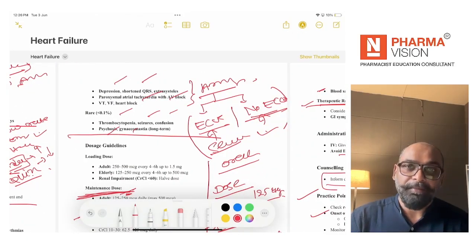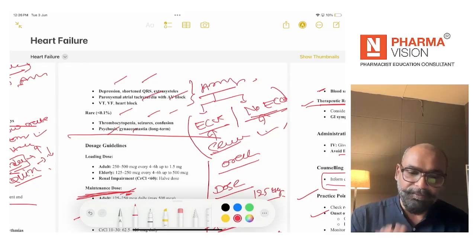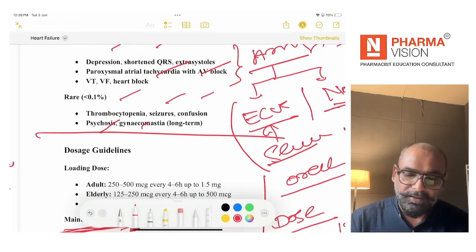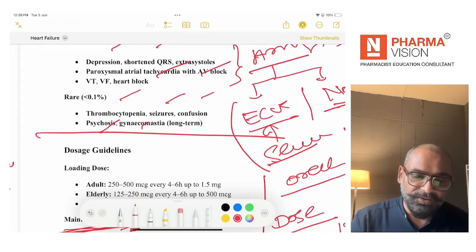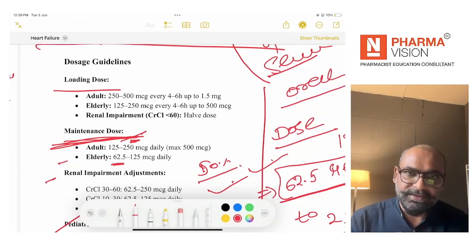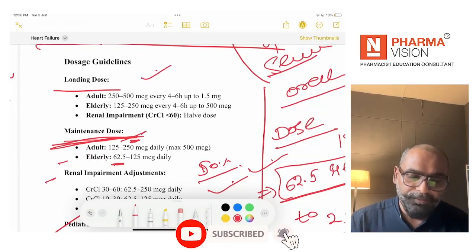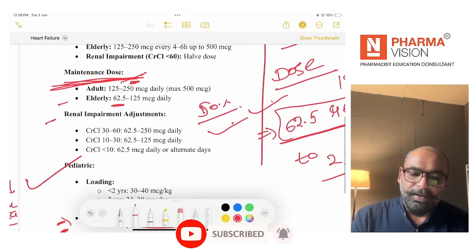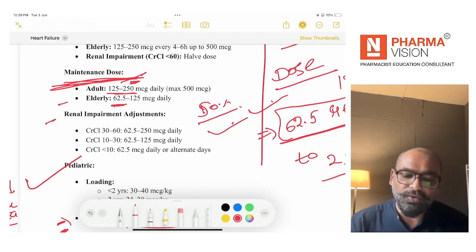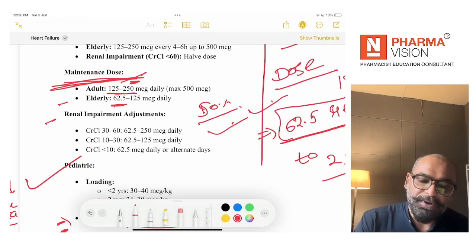DigiFab, fragmented digoxin antibodies, is the antidote. That is the most important part of the management of digoxin toxicity. A loading dose is normally not required, but an oral loading dose should be okay. The normal dose you can consider is 62.5, normally 125 to 250 microgram daily. But for a patient with renal impairment, we can start with 62.5 microgram.